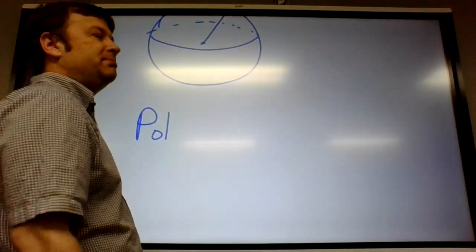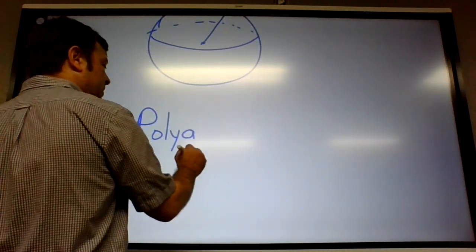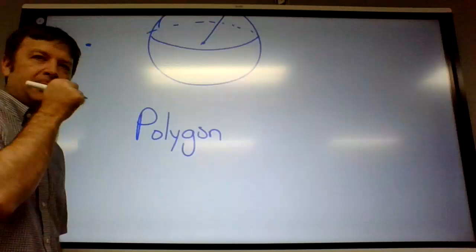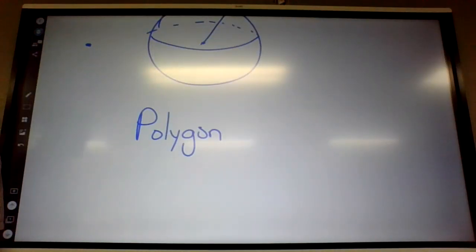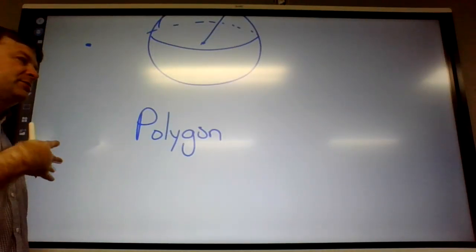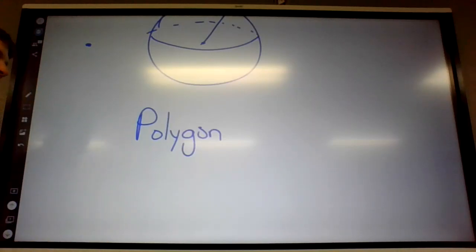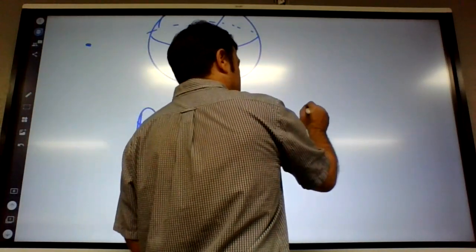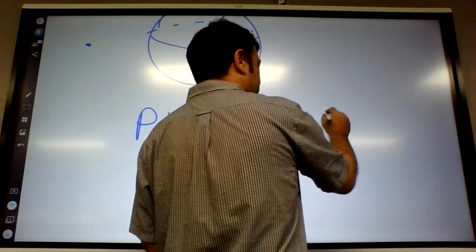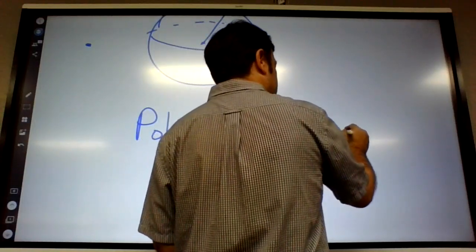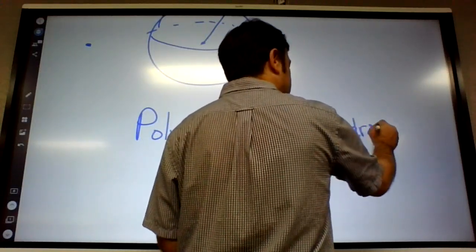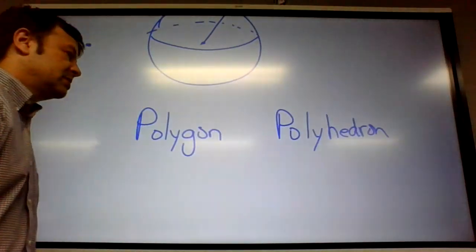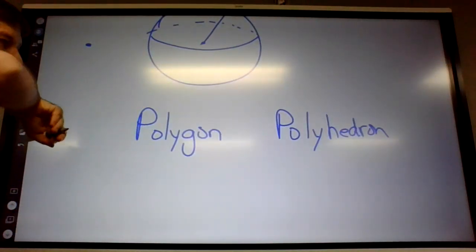So yesterday we talked about polygons. You guys remember what that meant? Yeah, like we went through them: triangles, quadrilaterals, pentagons. In 3 dimensions, they're called polyhedra. That's the plural. Polyhedron is the singular.